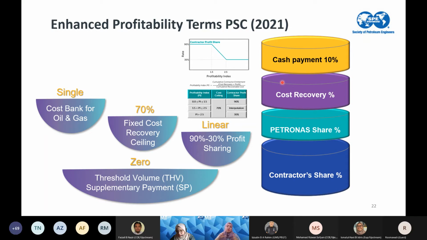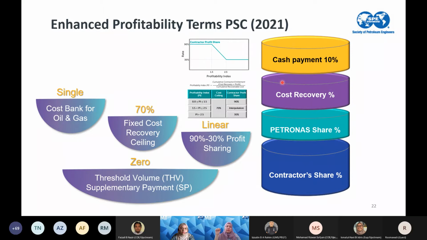Okay. So now, the barrel, say for example, the 100%, again, 10% goes to cash payment royalty. Okay. And cost recovery is now fixed. No more moving ceilings or whatever. The ceiling is now 70%. Okay. So that means absolutely there will always be 20% that's shared between the contractor and the host authorities. Okay. And how is this shared?